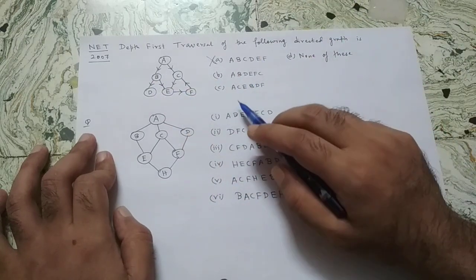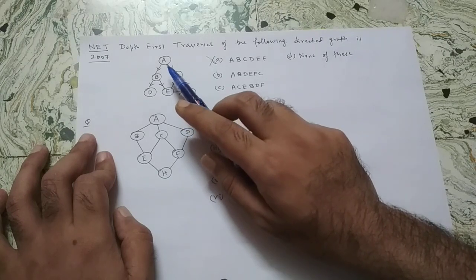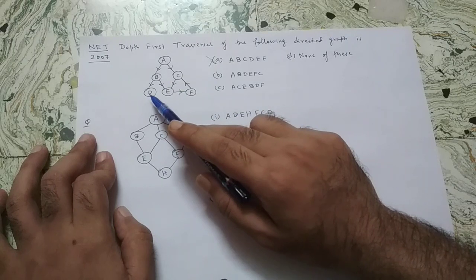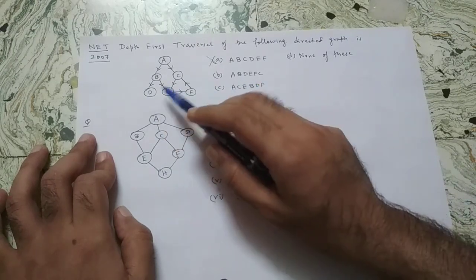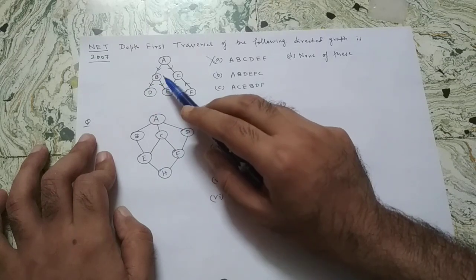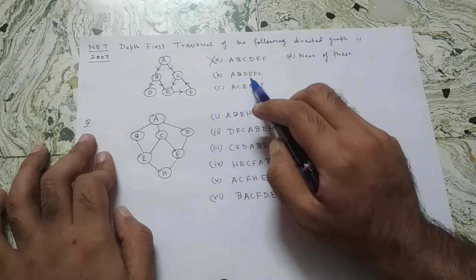Let's try to examine option B. Now I'm at A, that's fine. I'll visit A. Then I'll go to B, fine. Now from B, I can go to either D or E. I'm going to D. Now from D, there is a dead end, so I'll backtrack to B. Then from B again, I can go to E. So I'm going to E.